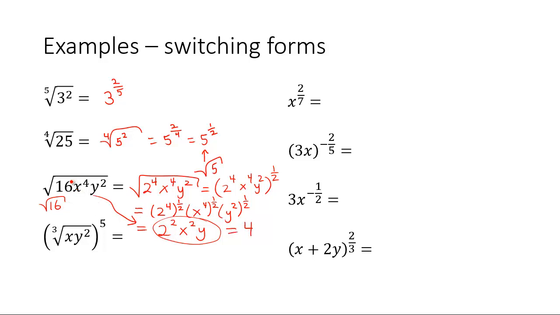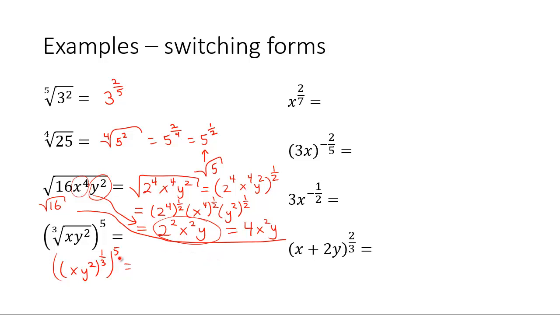The square root of x to the 4 would be x squared, and the square root of y squared would be y. So it's just showing you a few different ways of approaching it. In this case, we've got a few things going on. We've got a cube root and to the power of 5. So this cube root actually is as if it was a power of 1/3, and it's to the power of 5. So we've got lots of powers to powers going on here.